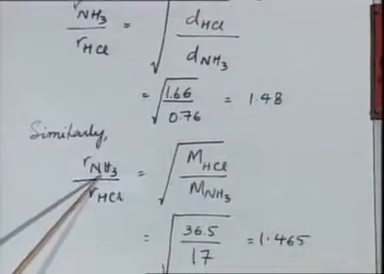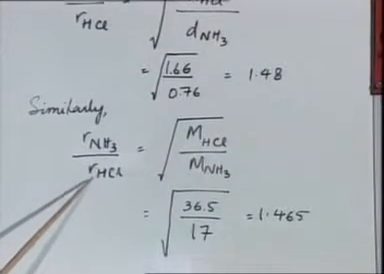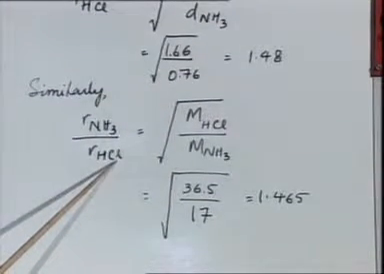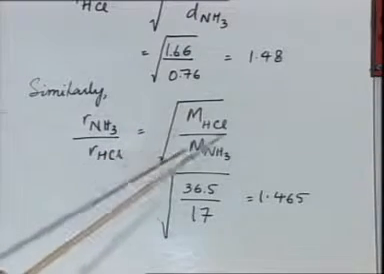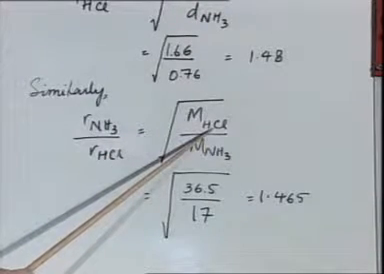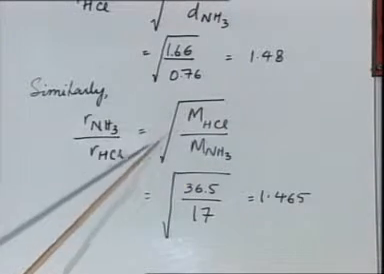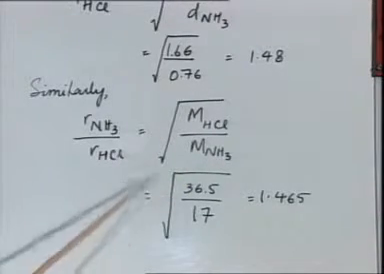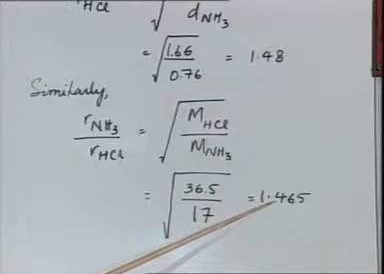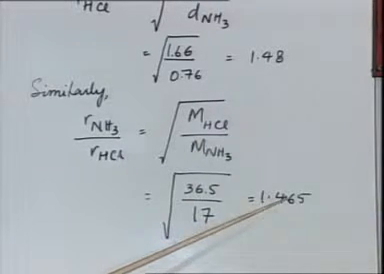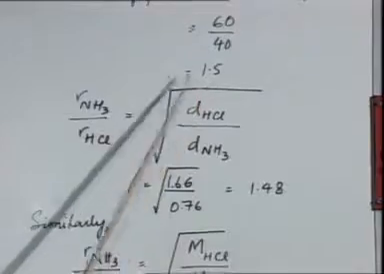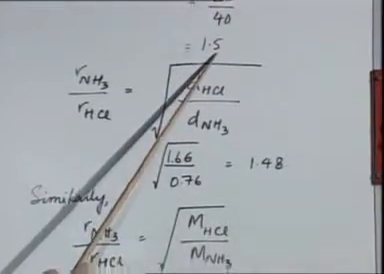Rate of diffusion of ammonia divided by rate of diffusion of hydrogen chloride is equal to molecular weight of hydrogen chloride divided by molecular weight of ammonia under the root. After putting the values, we get 1.46, which is approximately equal to 1.5. So these results verify Graham's law.